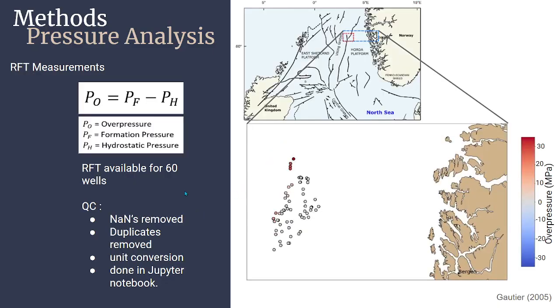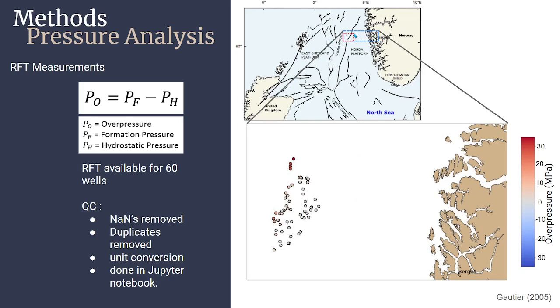Repeat formation test measurements were available for 60 wells. This data was imported into a Jupyter notebook and quality checked to remove the duplicates and apply unit conversions. Then, overpressure values were calculated by subtracting hydrostatic pressure from formation pressure. Plotting the overpressure values on a map shows a general trend of increasing pressure towards the west, with the highest pressures occurring over the graben. The location of this map is outlined here in blue.